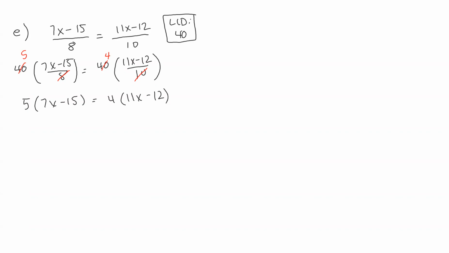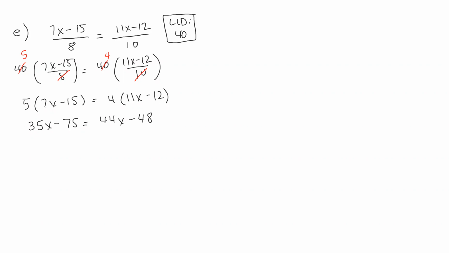So now we have just a regular equation we need to solve. So we're going to start by distributing. Looking at the left-hand side of the equation, I need to distribute a 5. So 5 times 7x is 35x. And 5 times negative 15 is negative 75. Now on the right-hand side of the equation, we're going to distribute a 4. 4 times 11x is 44x. 4 times negative 12 is negative 48.